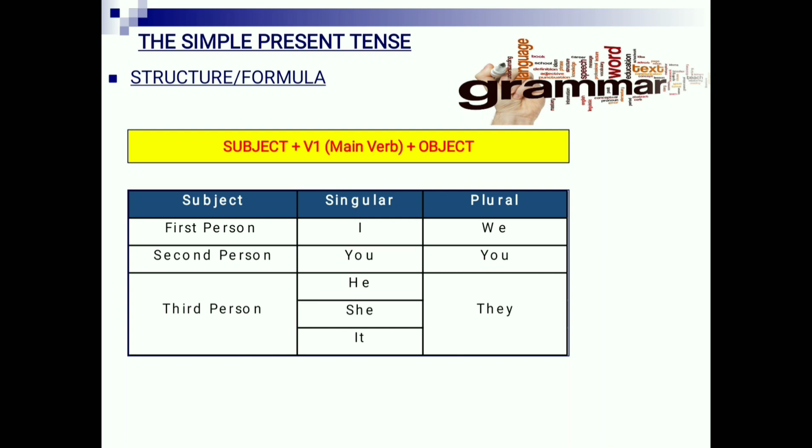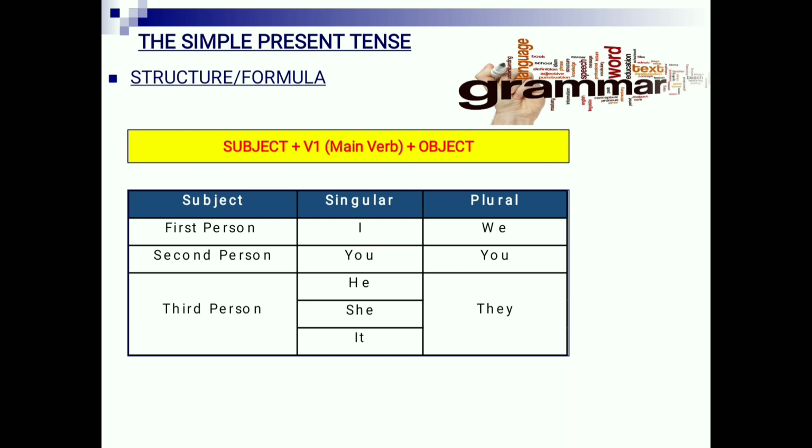See, the formula is subject plus V1 plus object. You know, this is the basic form of a sentence. To make a meaningful sentence, we need subject plus verb plus object, that is SVO. And the SVO pattern you are learning from 2nd to 3rd standard. From primary school you are learning the SVO pattern. By using SVO, only then can you make meaningful sentences.